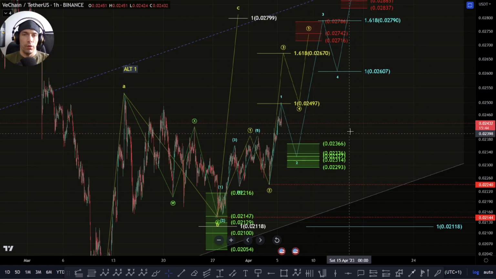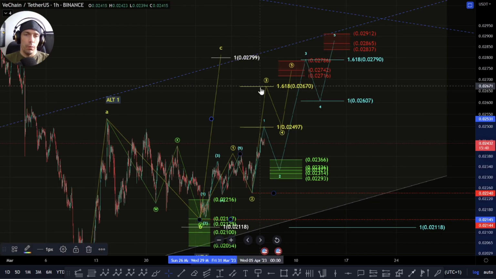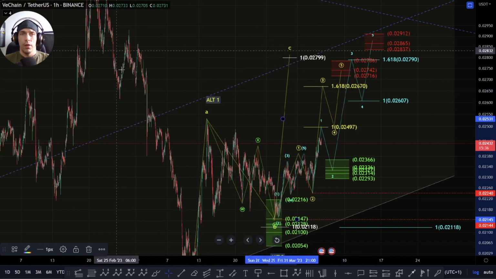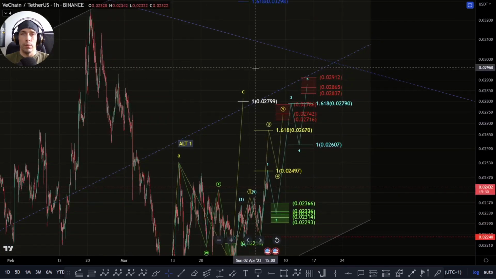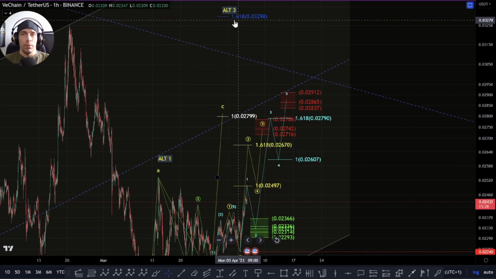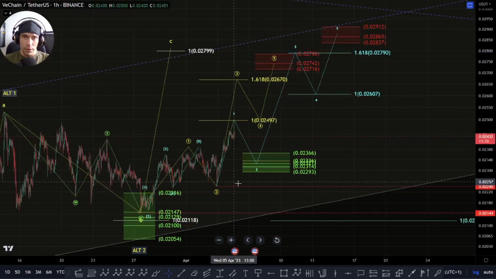Basically we can look for continuation here. If we do move up, I will be looking out for this area of 2799 for a reaction. Potentially coming into this zone of the previous structure would be quite an interesting zone for a potential turnaround. But really, if we want to say that we've got a bigger impulsive structure here, this would be looking for 03298. So it's got a long way to go.